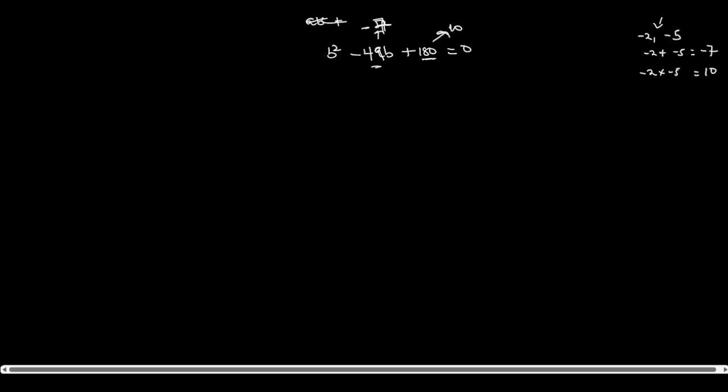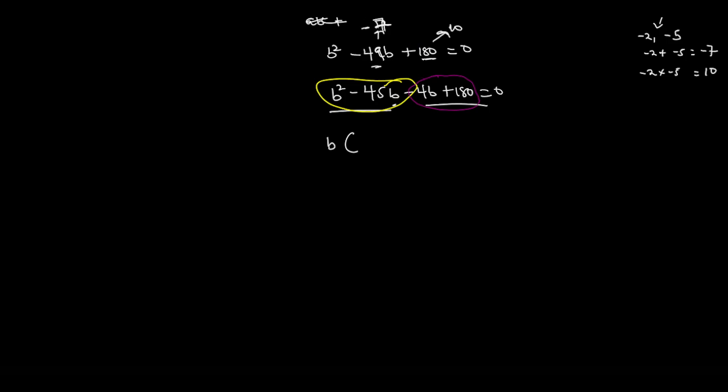Sorry for the interruption. Okay, so I have b squared minus 45b minus 4b plus 180 is equal to 0. I can take this and take that separately. Here I can factorize b out from this one, and then I also factorize the other one separately. That's how we go about it.